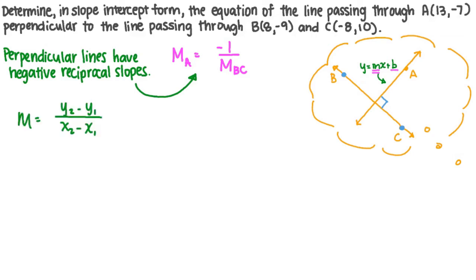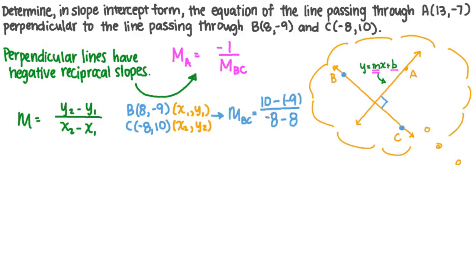If we know 2 points along a line, we can find their slope by taking y2 minus y1 over x2 minus x1. We'll let B be x1, y1, and C be x2, y2. And the slope of line BC will be equal to 10 minus negative 9 over negative 8 minus 8. 10 minus negative 9 is 19, and negative 8 minus 8 equals negative 16. We can say that the slope of line BC is 19 over negative 16, but more commonly we would include the negative sign in the numerator and say the slope of line BC equals negative 19 over 16.